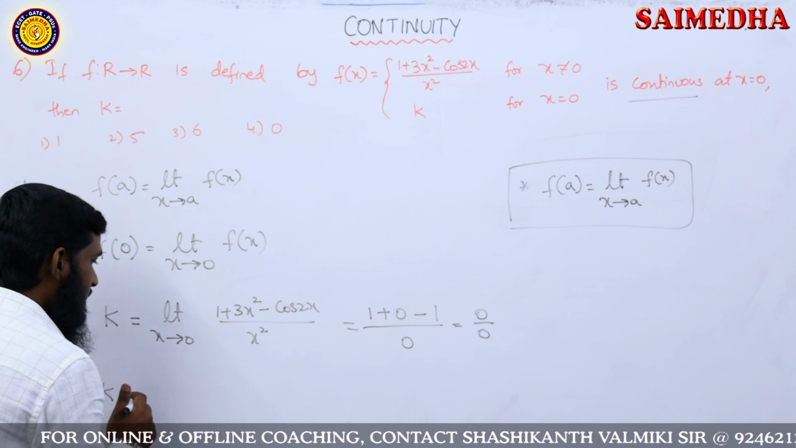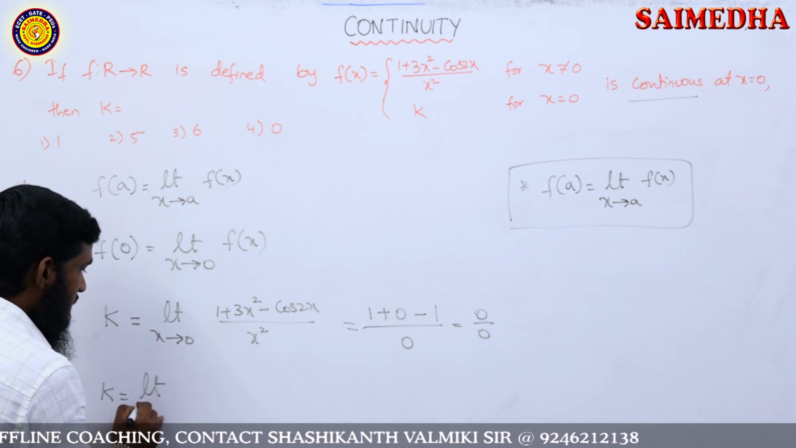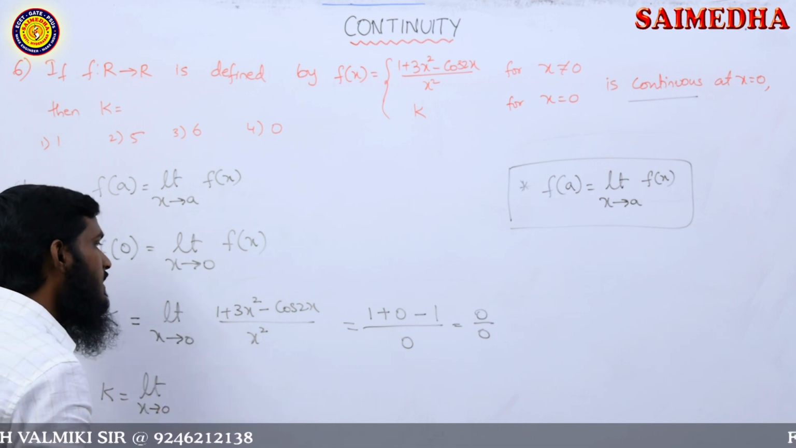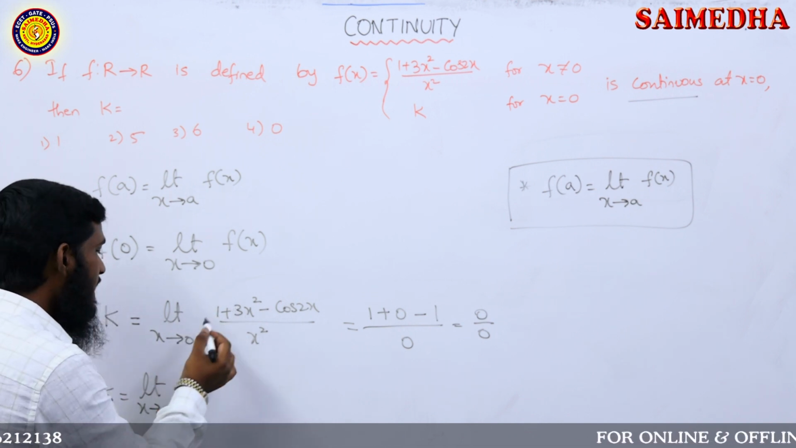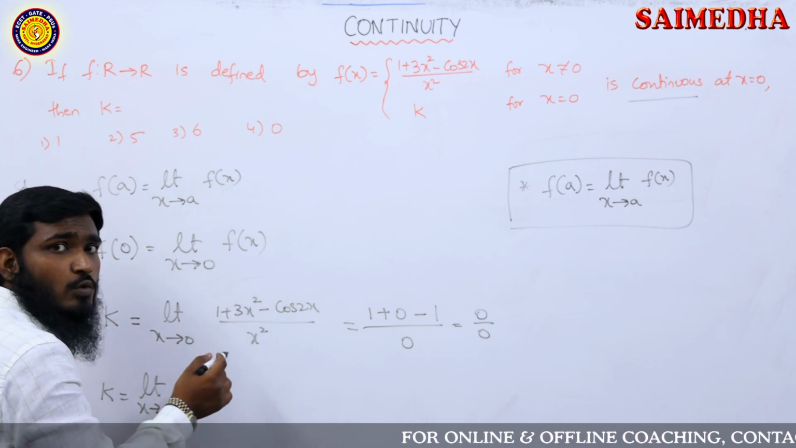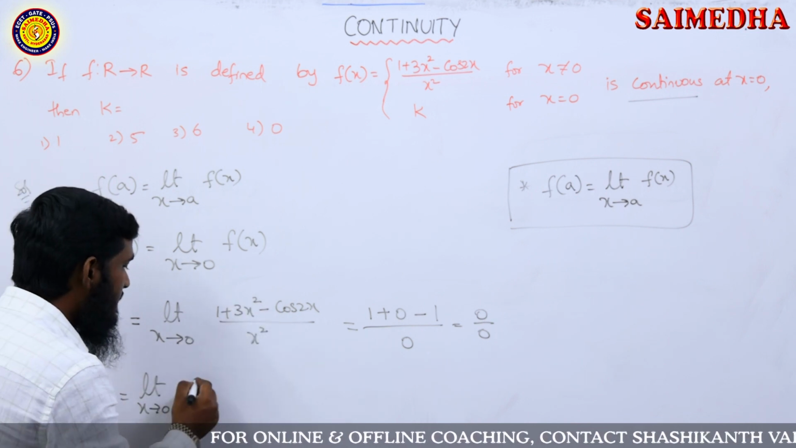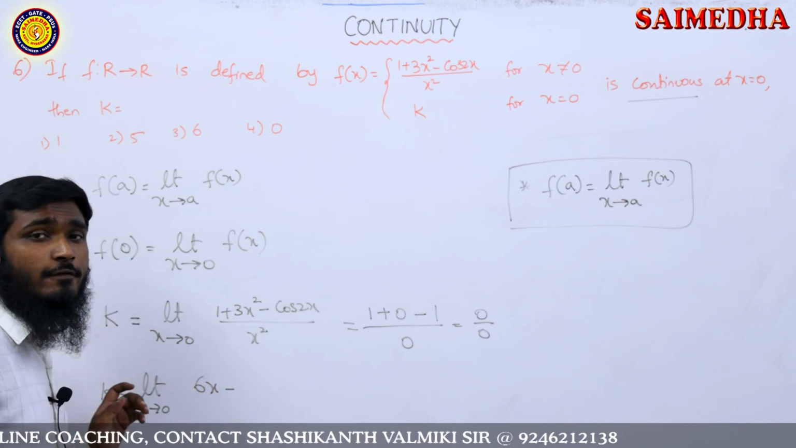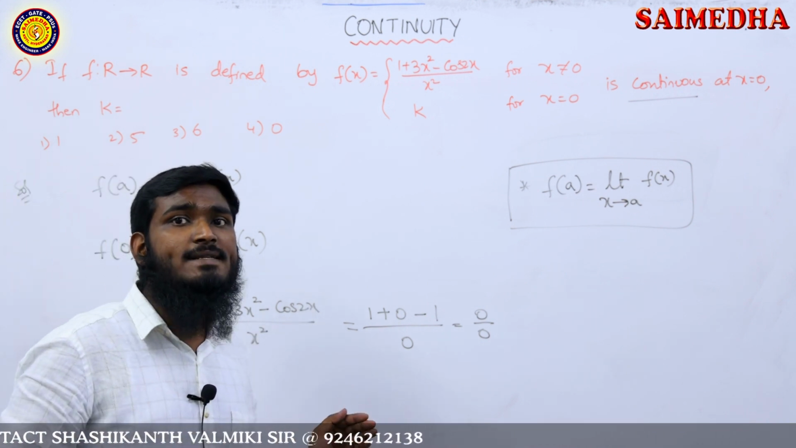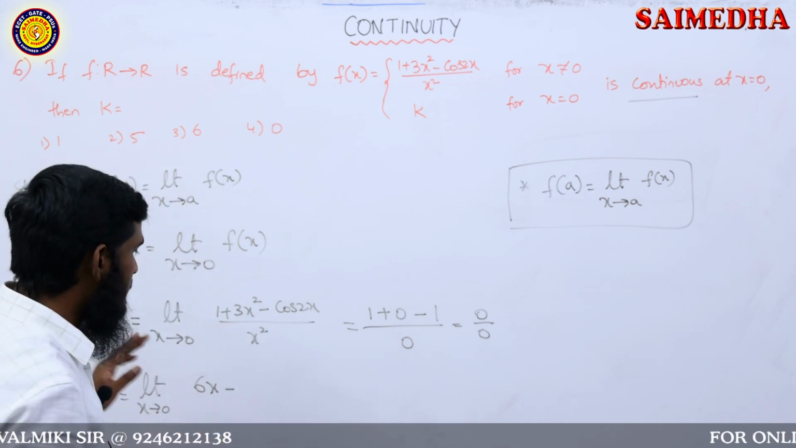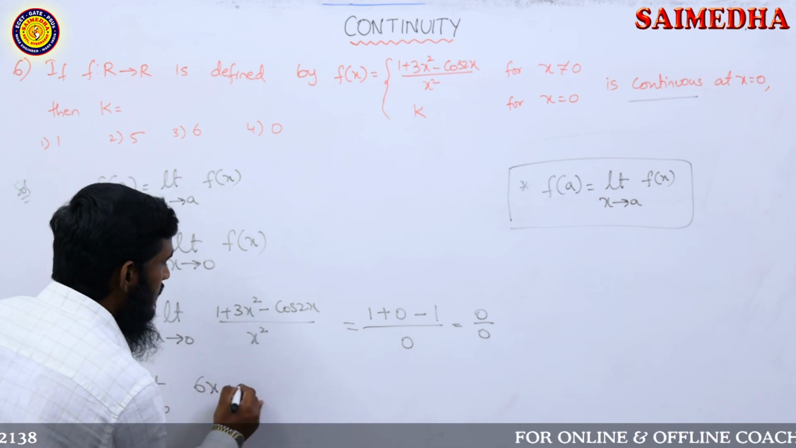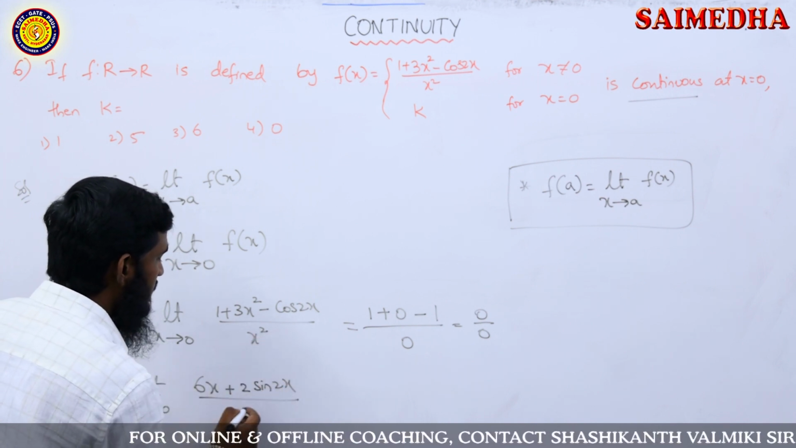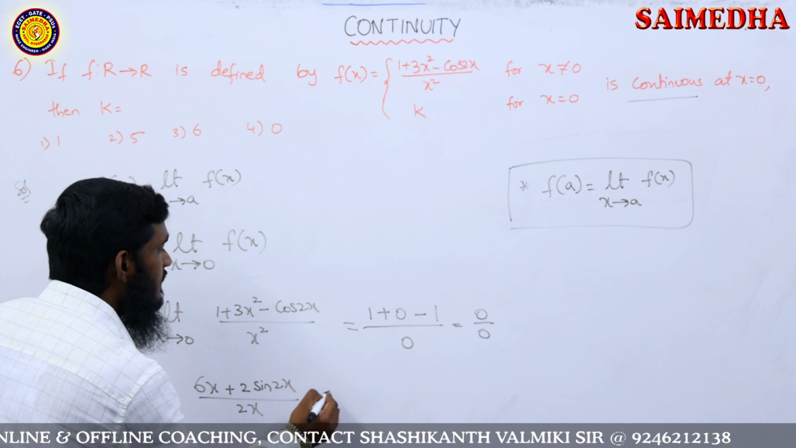So applying the L'Hospital rule, limit x tends to 0. Now d by dx of 1, a constant, is 0. Then 3 we are writing as it is. d by dx of x square is 2x. 3 into 2x means 6x. We are writing the 6x part minus cos 2x. The derivative of cos 2x is minus 2 sin 2x. So minus into minus becomes plus 2 sin 2x, divided by, now x square becomes 2x.